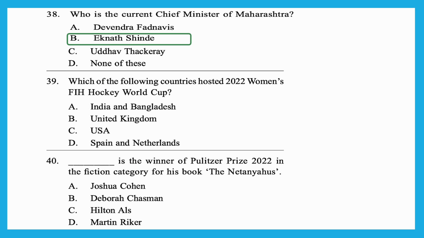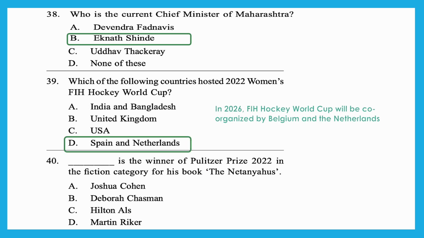Question 39. Which of the following countries hosted 2022 Women's FIH Hockey World Cup? The right answer is option D, Spain and Netherlands. In 2026, FIH Hockey World Cup will be co-organized by Belgium and the Netherlands. Question 40. Who is the winner of Pulitzer Prize 2022 in the fiction category for his book The Netanyahus? The right answer is option A, Joshua Cohen.